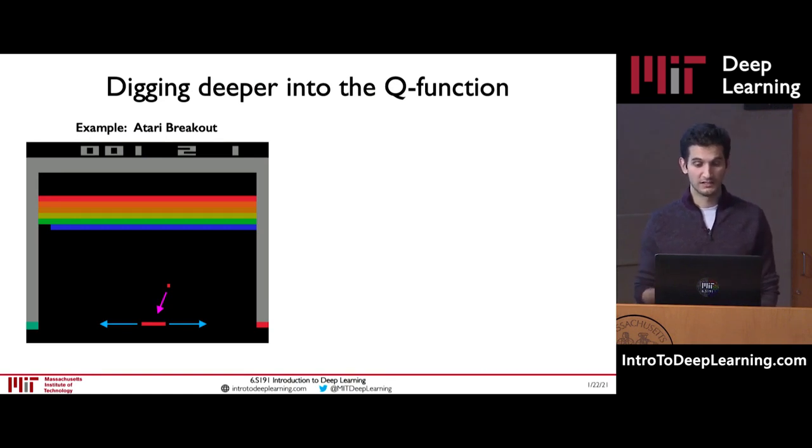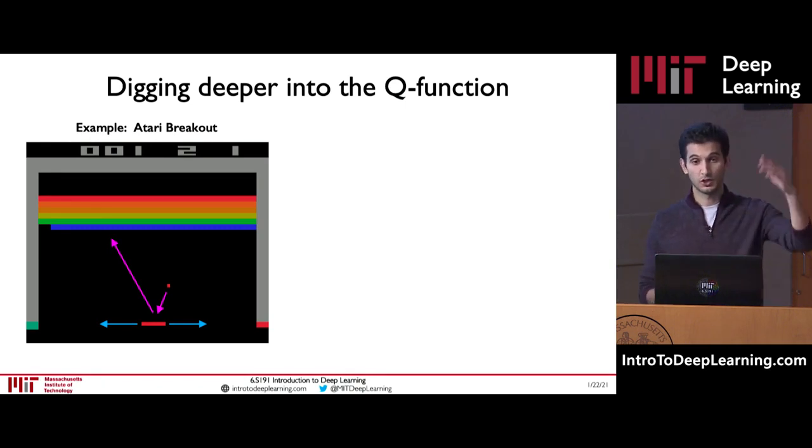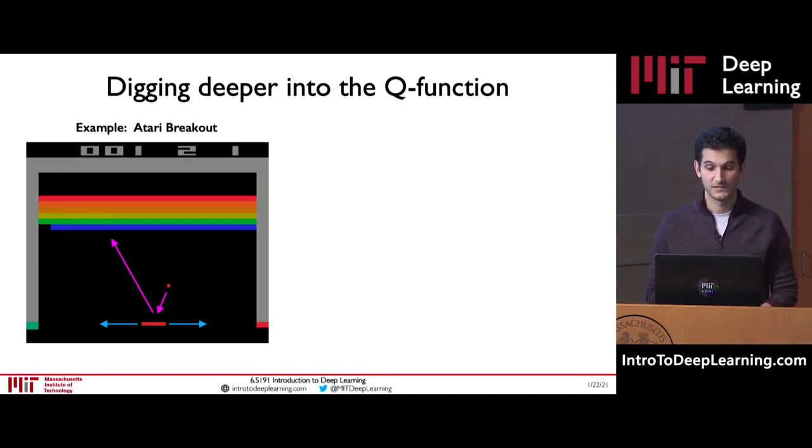Now, the objective of the agent, the paddle, is to move in ways that it reflects the ball and can hit the ball back towards the top of the screen. And every time it hits the top of the screen, it breaks off some of those colored blocks at the top. That's why we call this game Breakout, because essentially you're trying to keep breaking out as many of those top pieces as possible.